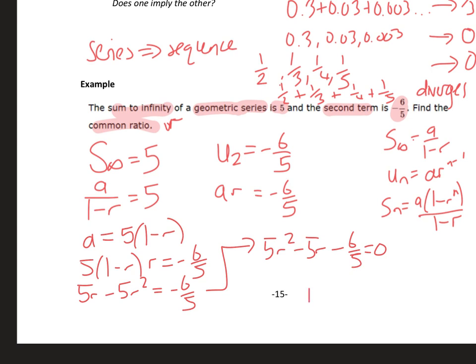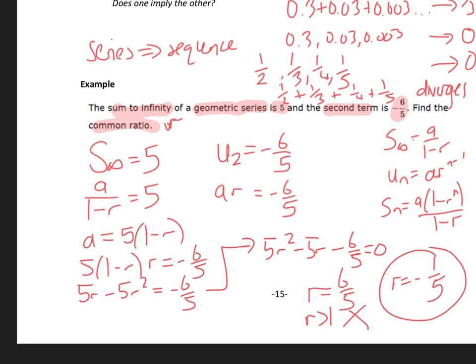And I get r is 6 over 5, or r is minus 1 over 5. But the question says find the common ratio, so that means only one answer. Now remember, if the sum to infinity exists, r has to be between minus 1 and 1, but 6 over 5 is bigger than 1, so that doesn't work. So therefore my r has to be minus 1 over 5.